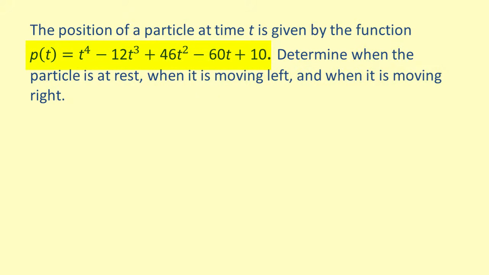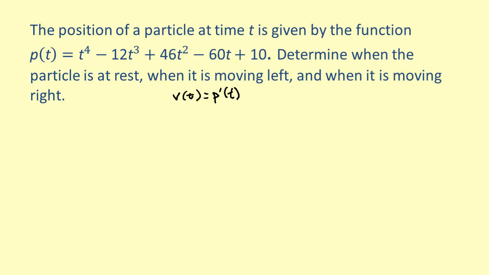The velocity function can be found by taking the derivative of the position function. In other words, v of t equals p prime of t. Notice that this is the sum and difference of terms, so we can find the derivative by differentiating the function one term at a time.